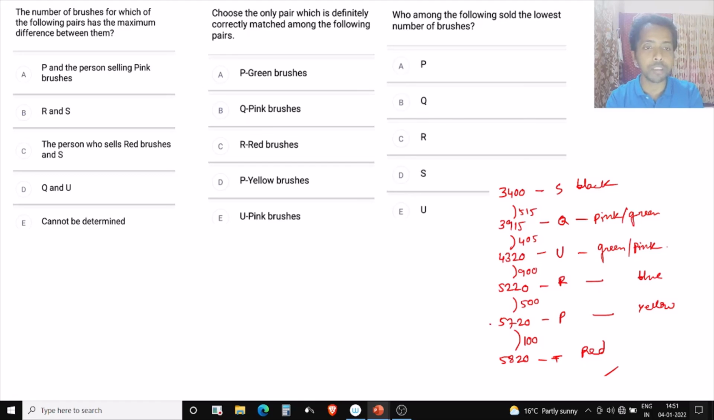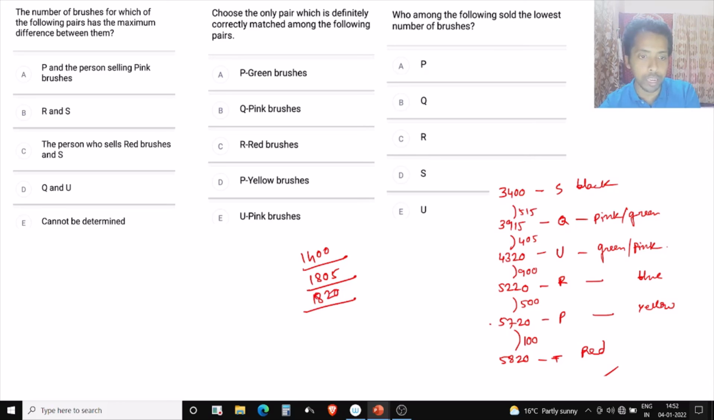The numbers of brushes for which of the following pairs has the maximum difference between them? So maximum difference we have to find out. P and the person selling pink brush. P and pink. It's not confirmed, but still we can check it. P, and if this is pink, U is pink, then 1400. Right. P and the person selling pink, and if this is the case, that is 1805. If pink is for Q, that is 1805. R and S, that is 1820.